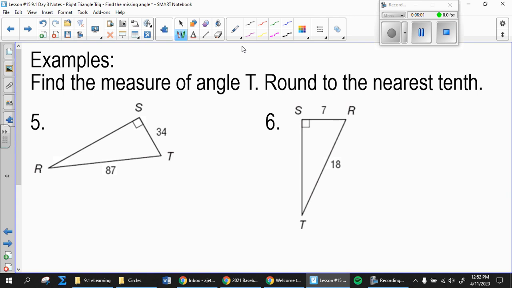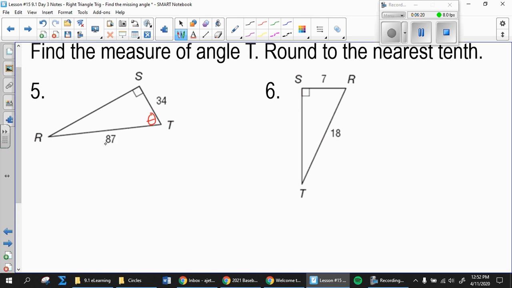Okay, so it says find the measure of angle T, round to the nearest tenth. So first thing I'm going to do here is go ahead and mark with a theta my angle T. Now, to set up our equation, we do the exact same thing that we did when we found missing sides. So I'm going to go ahead and label my sides first. Across from the right angle is my hypotenuse. Across from the angle we're using is my opposite. Next to it is my adjacent. Realize I don't even need the opposite side. So adjacent and hypotenuse is cosine. So cosine of theta equals adjacent over hypotenuse.